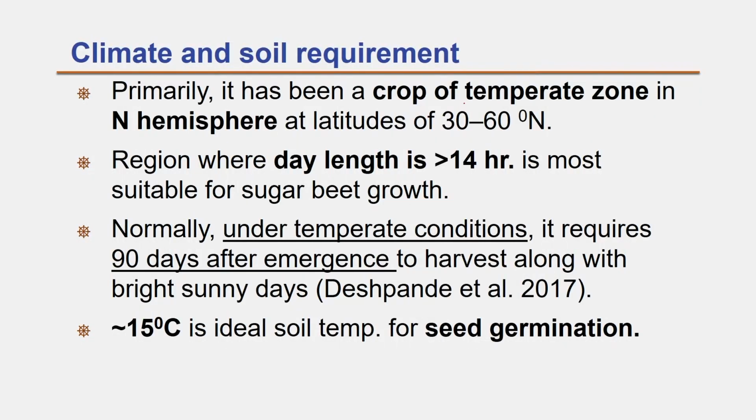Let us check the climate and soil requirement of this crop. So, primarily it has been a crop of the temperate zone in the northern hemisphere at a latitude of 30 to 60 degree north. A region where day length is more than 14 hours is most suitable for sugar beet growth because it is a short day plant. Normally under temperate conditions, it requires 90 days after emergence to harvest, along with bright sunny days. Approximately 15 degrees centigrade is the ideal soil temperature for seed germination.